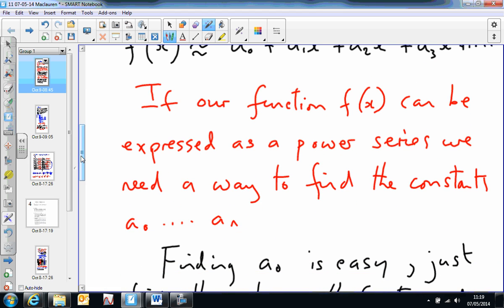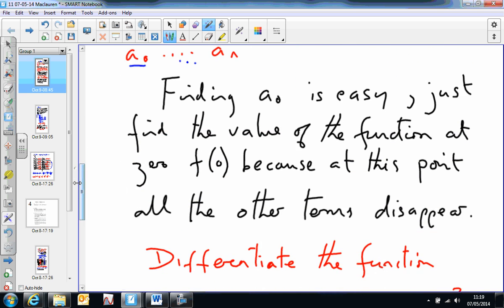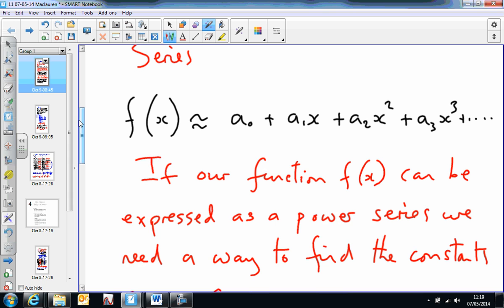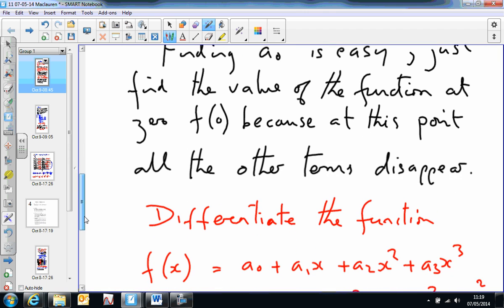So if our function f(x) can be expressed as a power series, and many can, we need a way to find the constants a0 and so on, a1, a2, up to an, the nth constant. Finding a0 is easy. If you think about what we've just written here, the power function here, if x is 0, then all of these terms disappear because x is 0, and so the value of the function at 0 will give us a0. So finding a0 is easy enough because at this point all the other terms disappear.